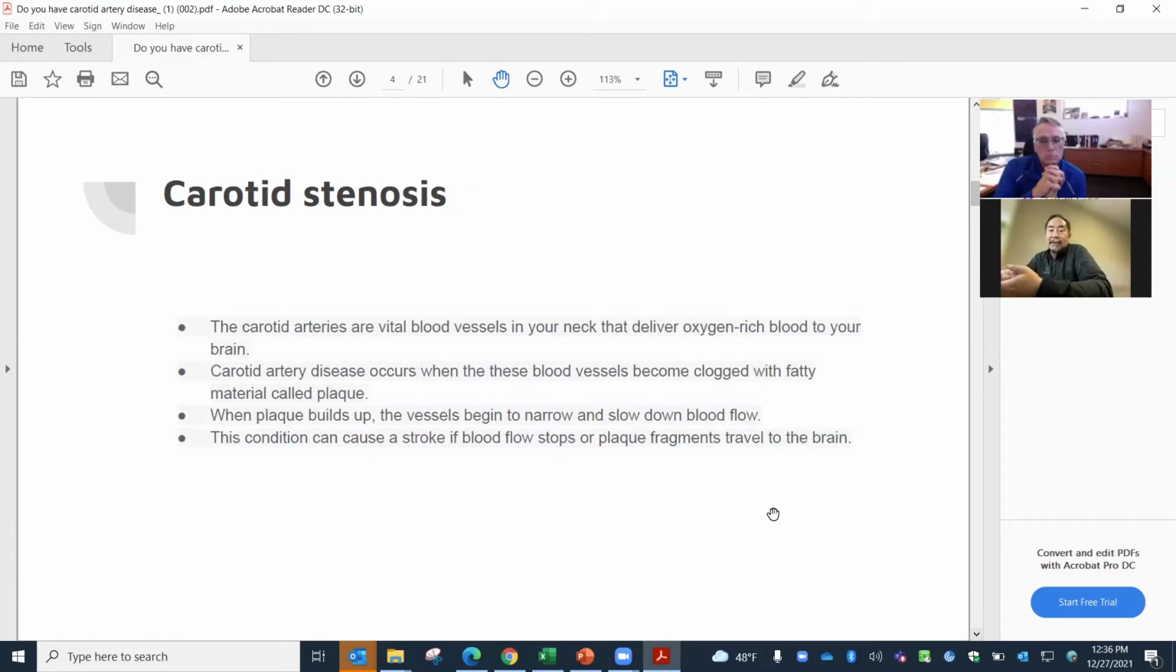427,000 new cases per year. So let's go back and talk about that carotid stenosis. I talked about that fatty plaque, and that fatty plaque narrows that artery. And it's not just the fact that the artery is narrowed and the blood flow is limited. It's more the fact that that plaque can become unstable, break off, and travel into the brain.